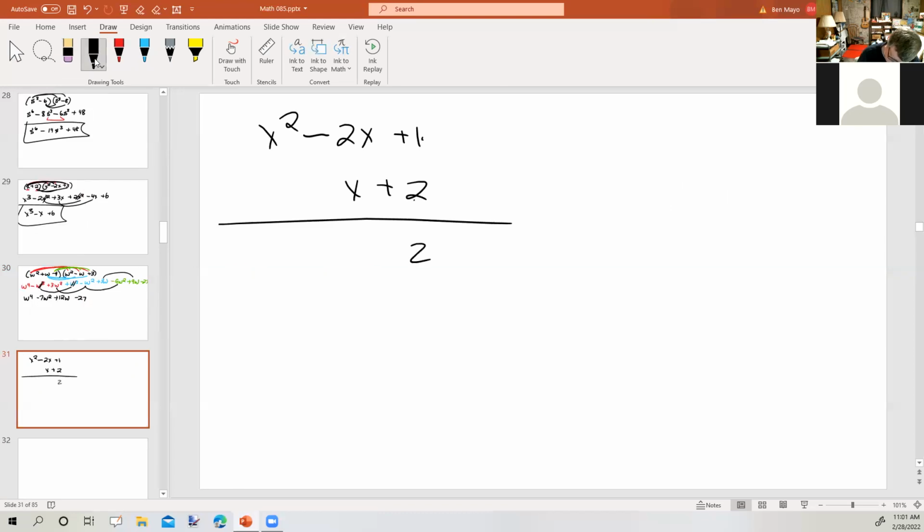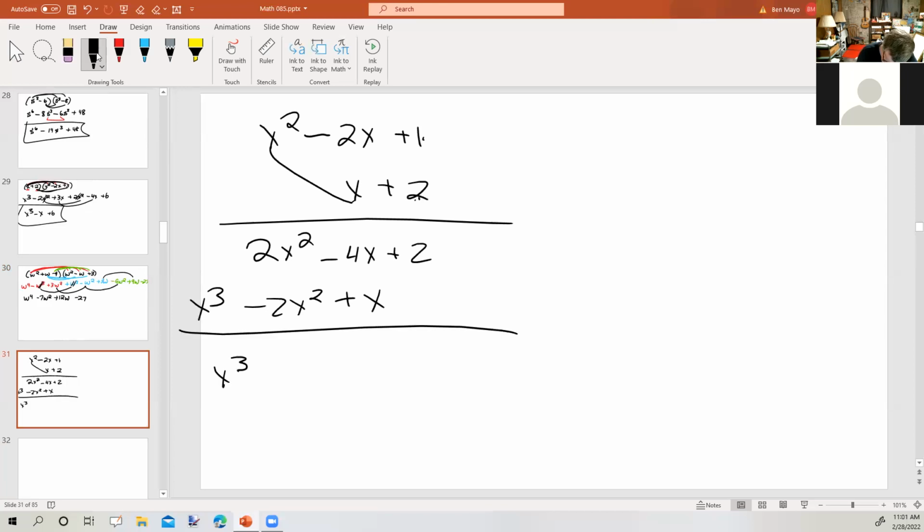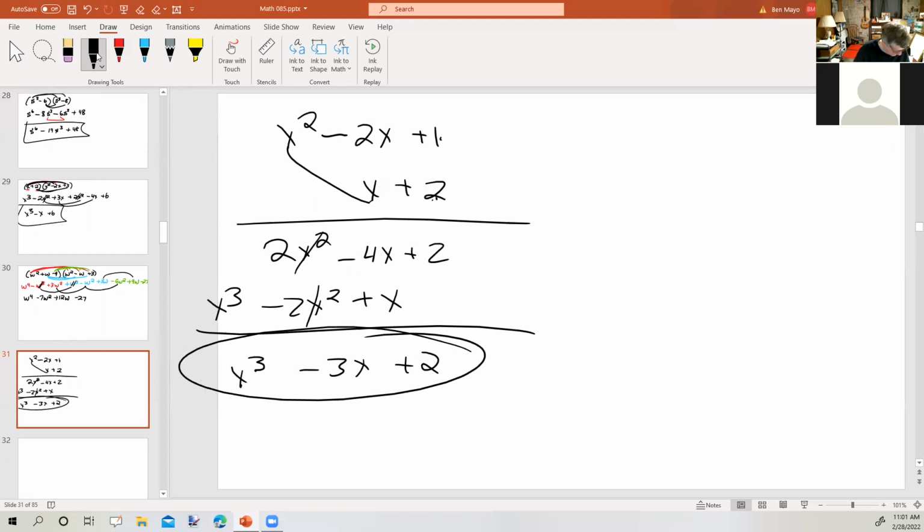2 times 1 is 2. 2 times negative 2x is negative 4x. 2 times x squared is 2x squared. X times 1 is x. X times minus 2x is minus 2x squared. What bothers me is we still got to put that sign in there. It doesn't just come naturally. And then x times x squared would be what? X cubed. So then we've got x cubed. Those cancel. Minus 3x plus 2 as our final answer. So it works, but it's just a little trickier, isn't it?